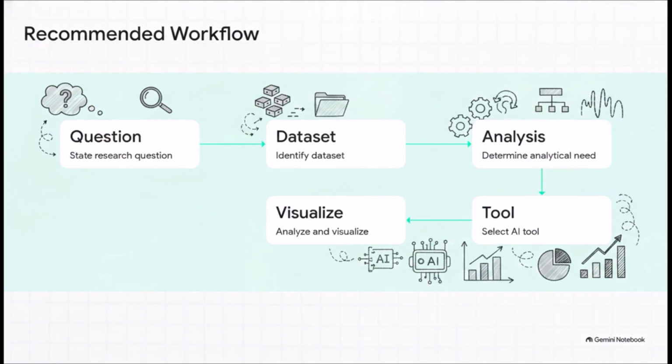Check out this step-by-step workflow recommended by our sources. Notice exactly where the AI tool comes into play. It is not step 1. Step 1 is your research question. Step 2 is identifying your dataset. Step 3 is figuring out your analytical need. Like, what actually needs to be computed here? Only when you get to step 4 do you actually select the AI tool. And then finally, step 5, you analyze and visualize. This workflow proves a fundamental rule. Your methodological decision absolutely has to come before your technology decision.